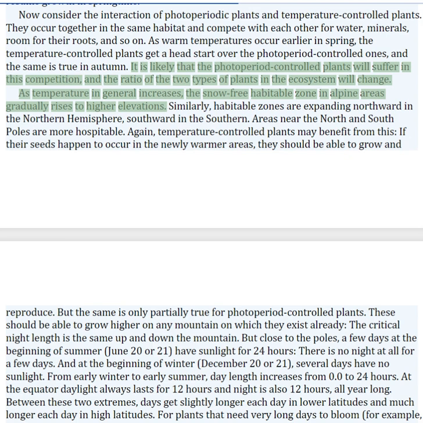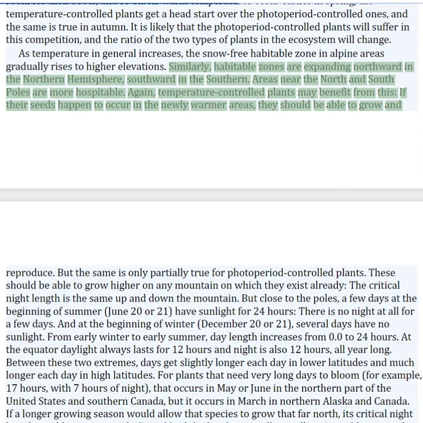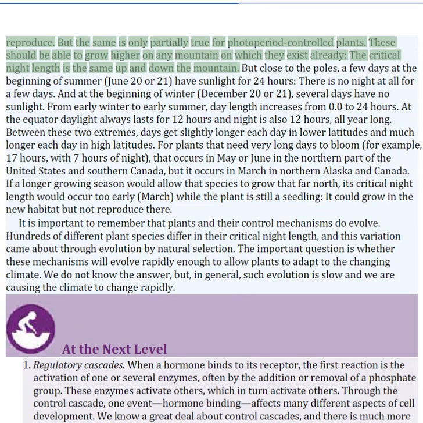As temperature in general increases, the snow-free habitable zone in alpine areas gradually rises to higher elevations. Similarly, habitable zones are expanding northward in the northern hemisphere, southward in the southern. Areas near the north and south poles are more hospitable. Again, temperature-controlled plants may benefit from this. If their seeds happen to occur in the newly warmer areas, they should be able to grow and reproduce. But the same is only partially true for photoperiod-controlled plants. These should be able to grow higher on any mountain on which they exist already. The critical night length is the same up and down the mountain.